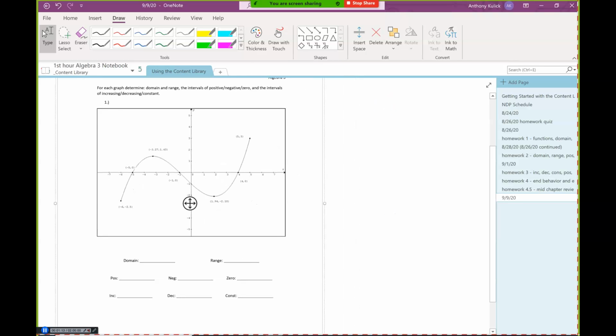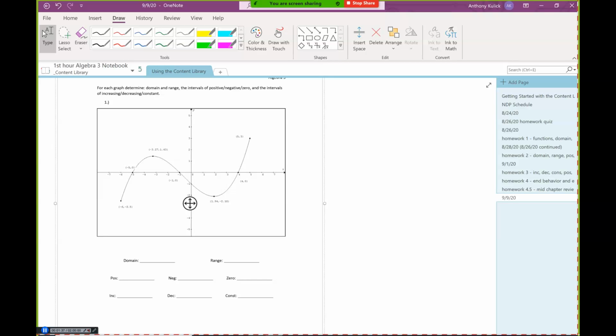So here we're asked to do a bunch of things, right? We're asked to write down the domain and then the intervals of positive, negative, 0, increasing, decreasing, and constant. So we'll start and just take these one at a time. When I write my intervals, I'm going to write those using interval notation. I think it's the easiest one to use.